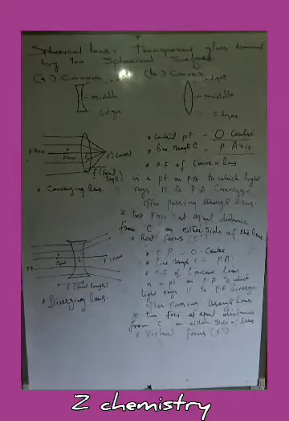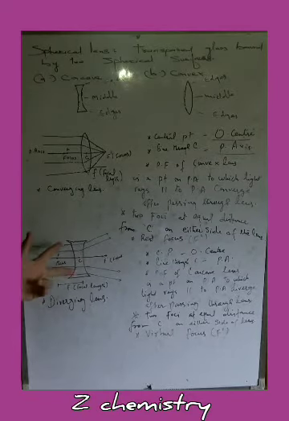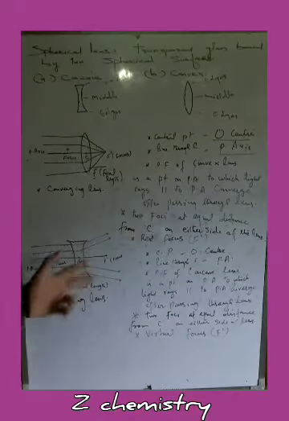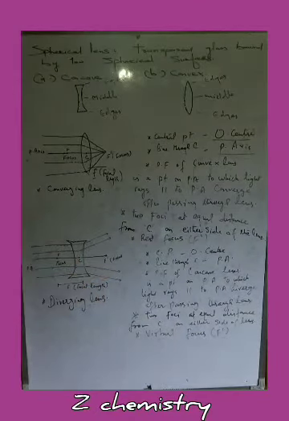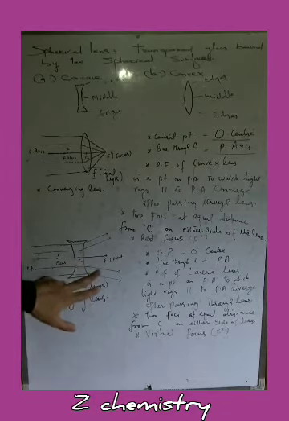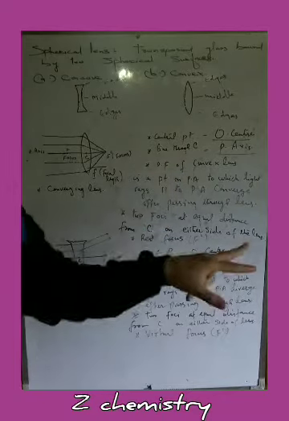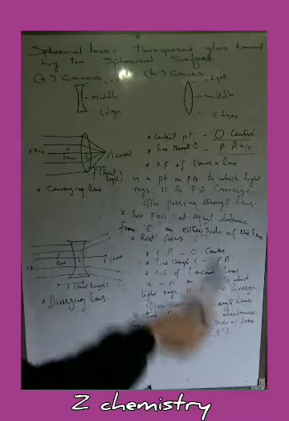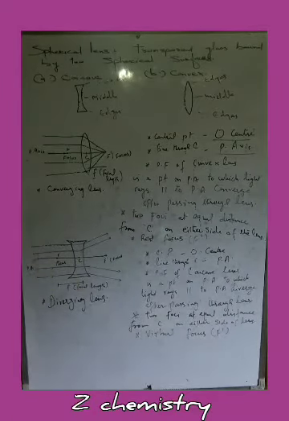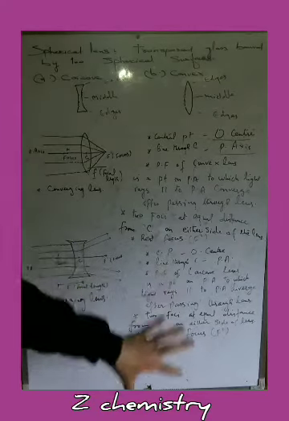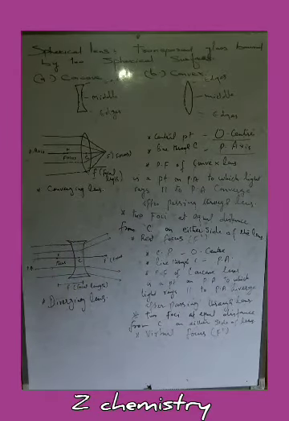This is the principal axis. Parallel to this principal axis, a beam of light rays goes. After passing through the lens, these light rays diverge from this point. That point is called the principal focus. Just as in the case of the convex lens, the principal foci are present at an equal distance from the optical center on either side, on the left side as well as the right side of this concave lens.